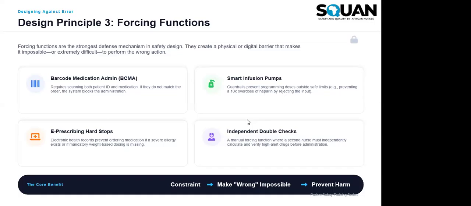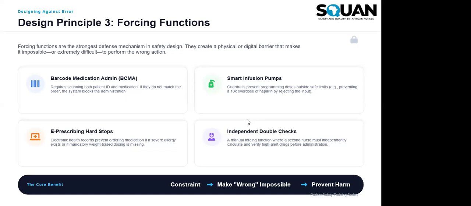Also, there is the e-prescribing hard stops. We can set our EHR system to prevent ordering medication if, for example, a patient has an allergy. That system will flag and prevent you from actually prescribing that medicine for the patient, because it will keep telling you this patient is allergic to this drug. And because of that, you won't be able to close that prescription.